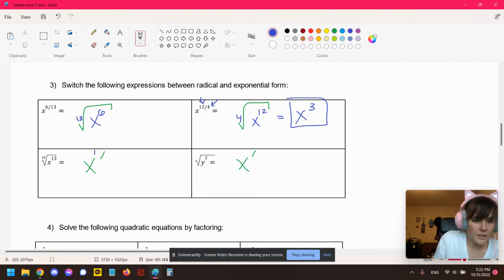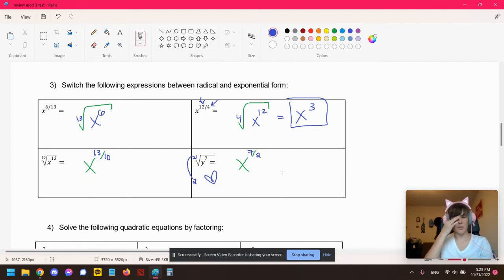Okay, here, the 13 stays where it is, and the 10 becomes the denominator. Here, the 7 stays where it is, and this is kind of a tricky one. There's no number here, and that always means a little 2. That always means it should be a 2. All right, there we go.